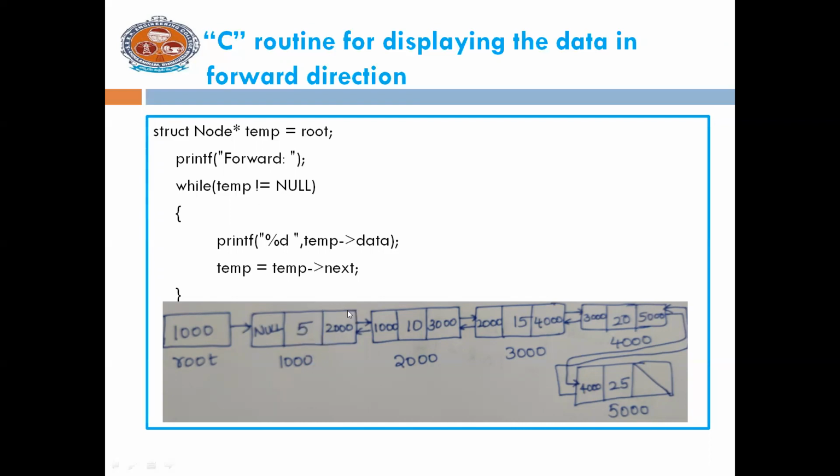Temp arrow of next is nothing but 2000. So 2000 is not equal to null. So we print 2000 arrow of data, which is holding the value 10, and we similarly keep advancing the pointer. And at last, when you reach this node, when 5000 is not equal to null, we printf 5000 of data, that is nothing but 25, and temp equals temp arrow of next, that is 5000 of next. Here the 5000 of next is null. So when you go back to the while loop, the condition fails and we come out of the loop.